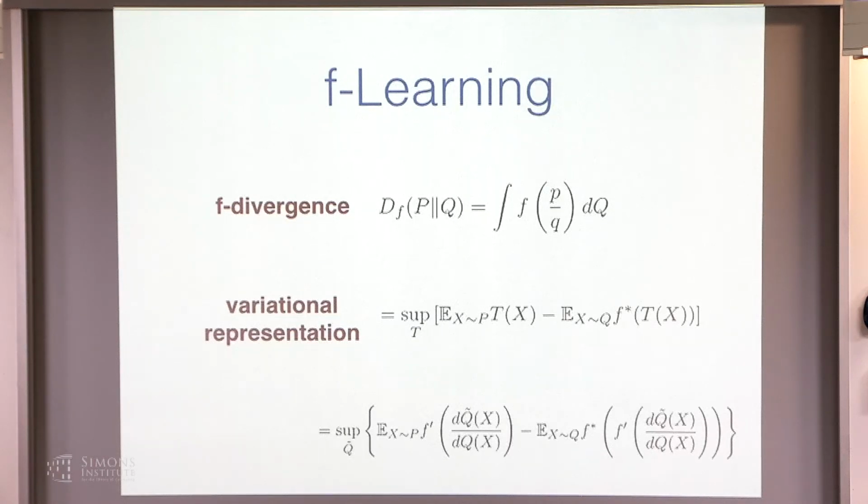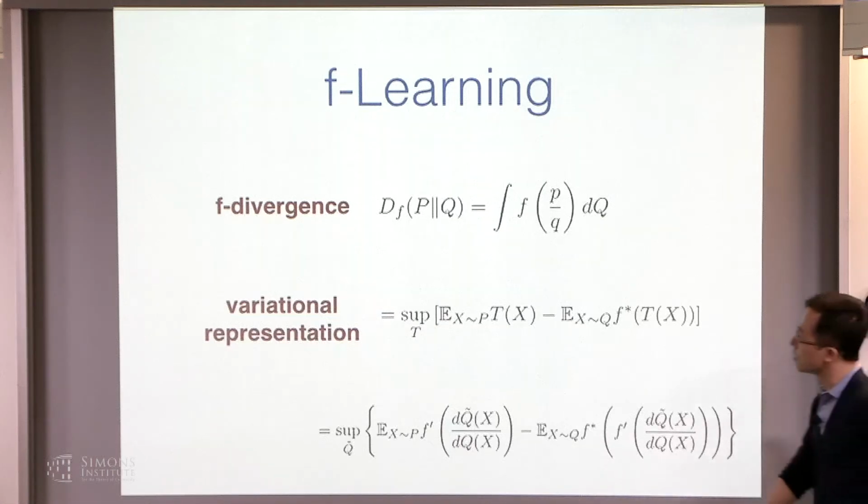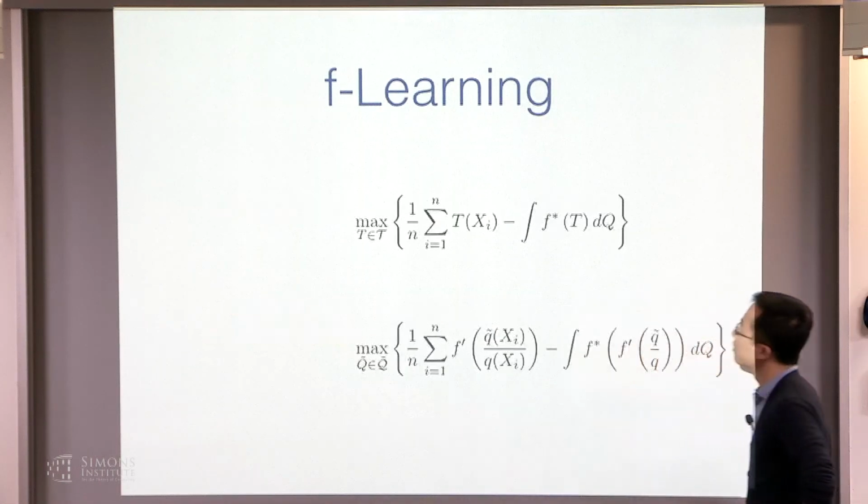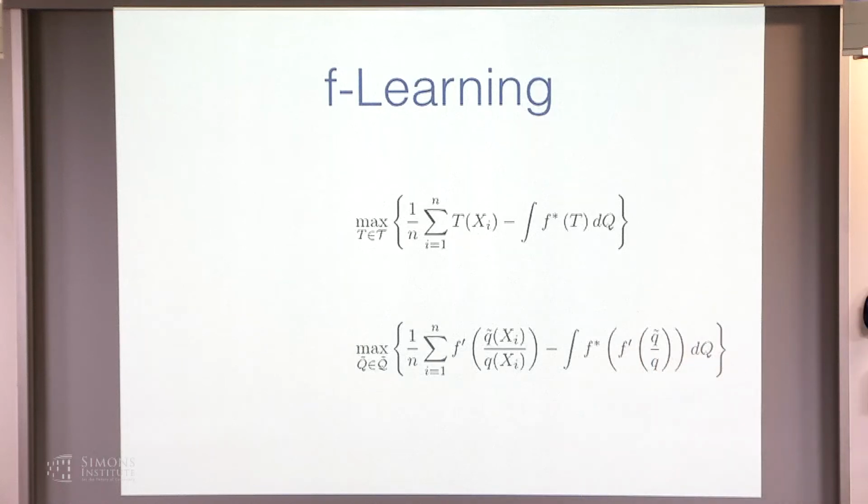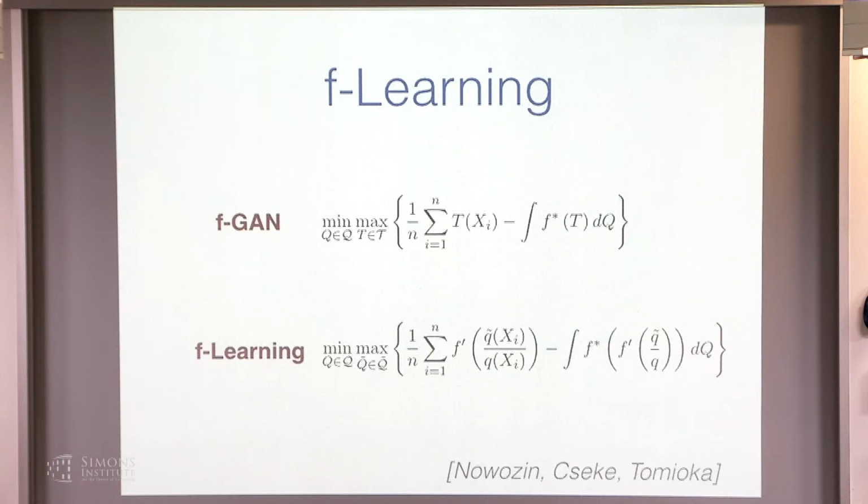So for these two representations, if you replace the expected value by the sample average, then this is just the sample version of the f-divergence that measures the difference between the empirical measure and a given probability q. Okay? So then you can just minimize over q to define your estimator. The first estimator defined in this way is called f-GAN, which was proposed by these people at Microsoft Research. And the second formula does not really have a name, so I just call it f-learning to distinguish it from the definition of f-GAN.